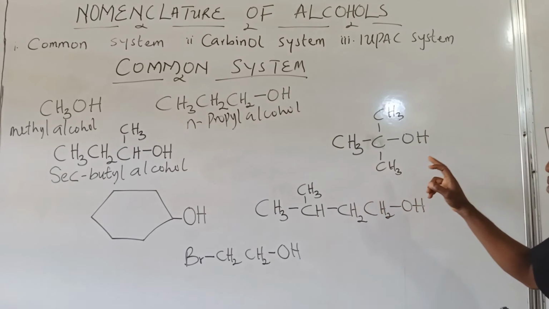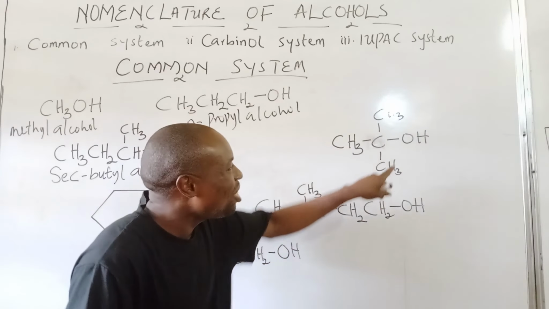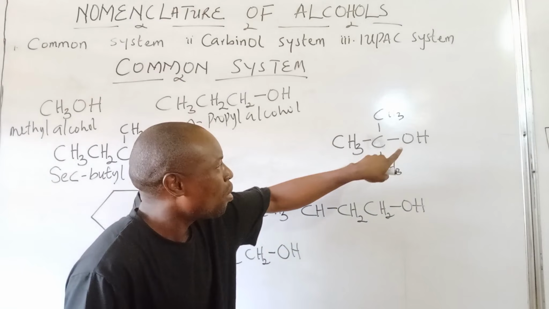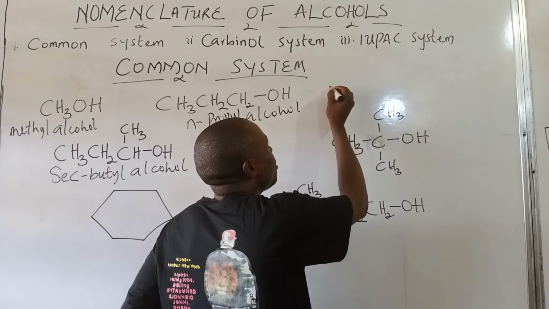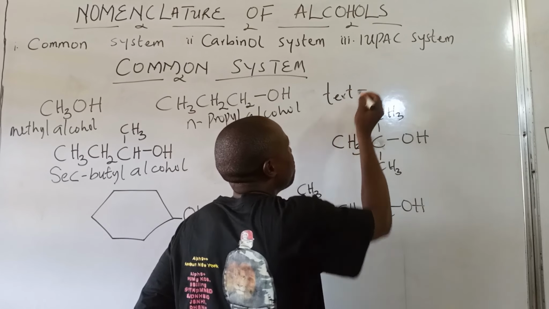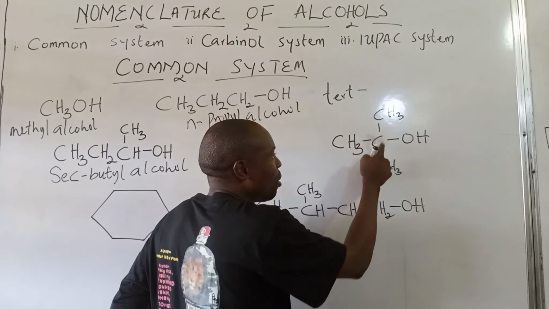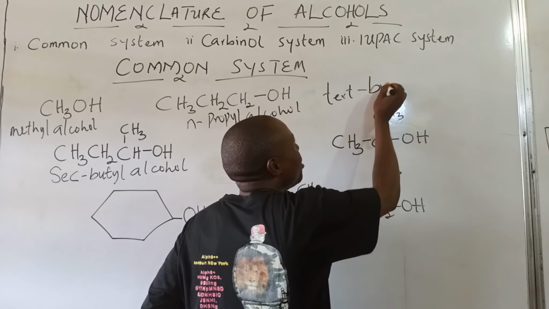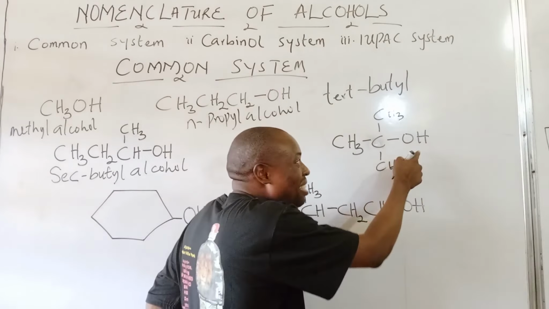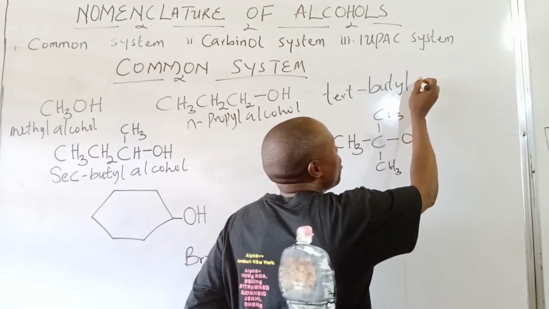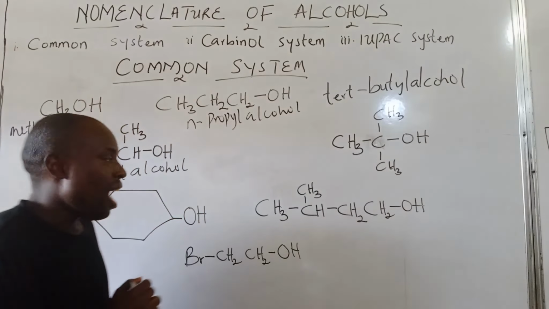We move to this one. If you look at it very well, this one is a tertiary alcohol. Because it is a tertiary alcohol, it will become tert here. How many carbons do you have here? Four: 1, 2, 3, 4. So it will be tert-butyl. Then alcohol will be added as the suffix. So please do not forget, it is tert-butyl alcohol.